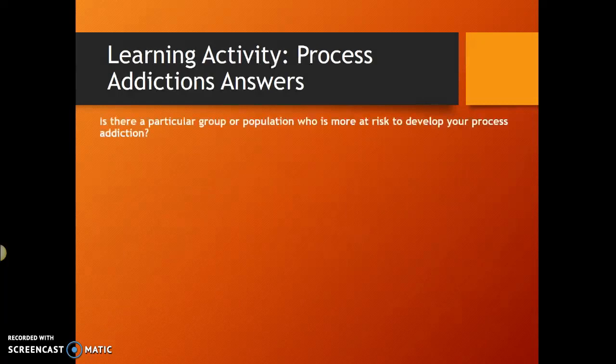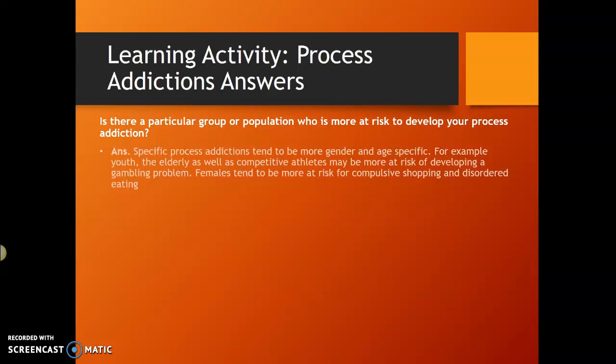Here are the answers. So the first question was if there's a particular group or population who's more at risk for process addictions. And the answer is that specific process addictions tend to be more gender and age specific. For example, youth, the elderly, as well as competitive athletes may be more at risk of developing a gambling problem, whereas females tend to be more at risk of developing compulsive shopping and disordered eating. Surprised by that?